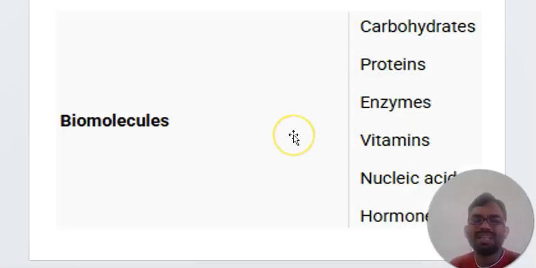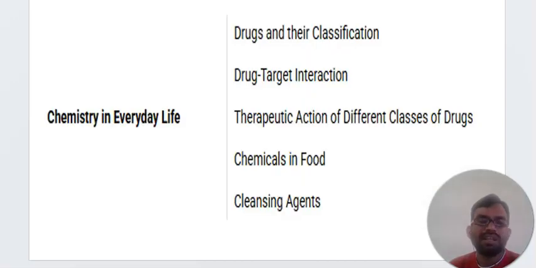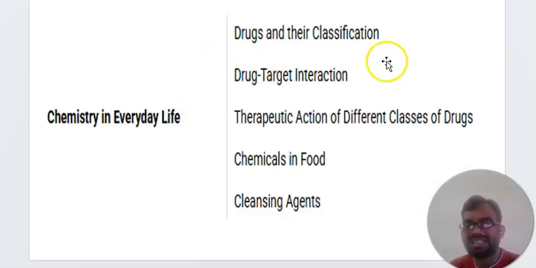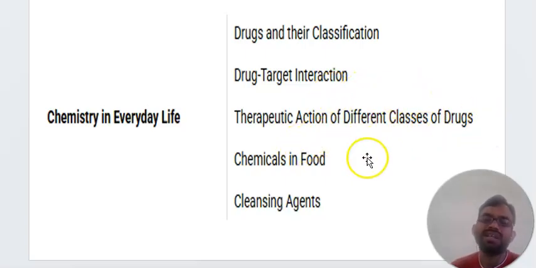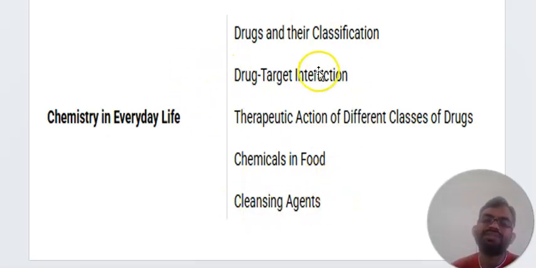Now coming to the next chapter, biomolecules. You can think immediately of carbohydrates, proteins, enzymes, vitamins, nucleic acids, and hormones. These are the biomolecule subtopics. Now you can see chemistry in everyday life: drugs and their classification, drug target interaction, therapeutic action of different classes of drugs, chemicals in food, and cleaning agents. These are the topics in chemistry in everyday life, and they are important topics for us in intermediate second year.